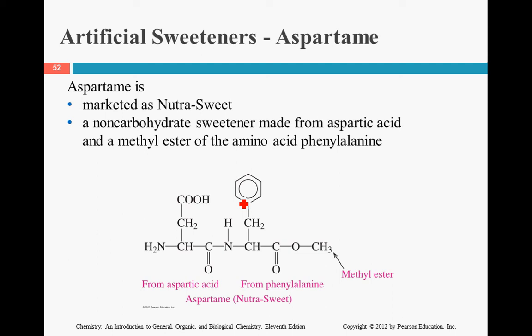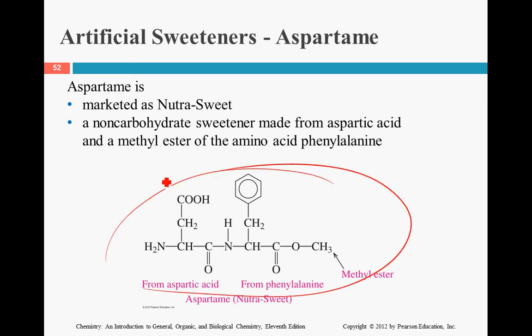Here's the aspartame, which is also NutraSweet. This looks absolutely nothing like any sugar that we've seen. But once again, it doesn't digest the same way, and it actually makes it taste sweeter than actual sugar. And that is all for the disaccharides.